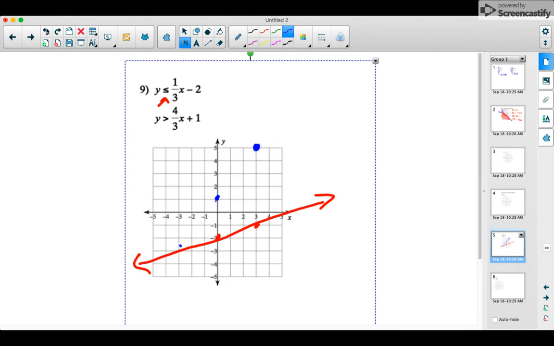That should be a dotted line. So right here, this symbol tells me it should be dotted. Okay, so I've got my two graphs on the plane. Now I need to figure out which sides of the lines for both of them I'm going to shade.